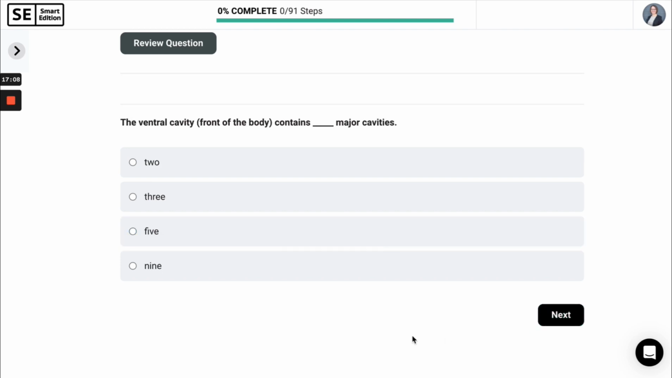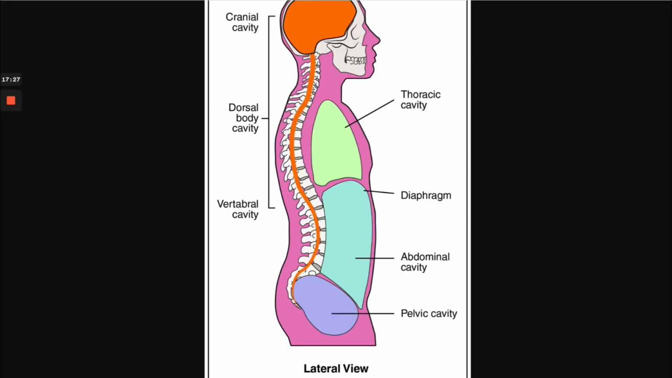The ventral cavity, front of the body, contains blank major cavities. Does it contain 2, 3, 5, or 9 major cavities? The correct answer here is 3. Let's go back to our picture of the cavities. So ventral, meaning towards the front of the body. And if you remember our mnemonic TAP: thoracic, abdominal, pelvic. So the ventral cavity contains 3 cavities.